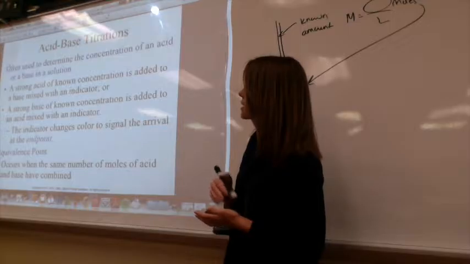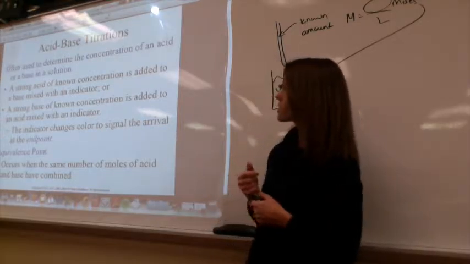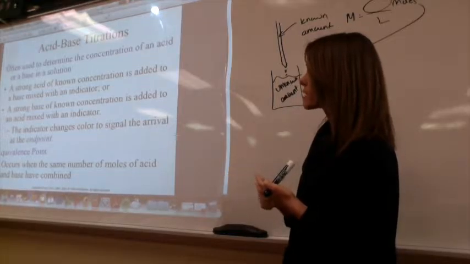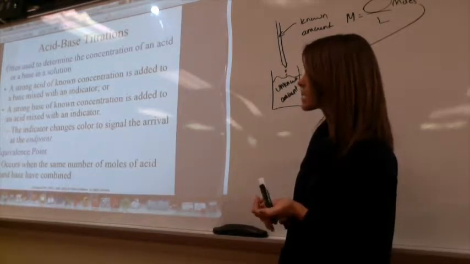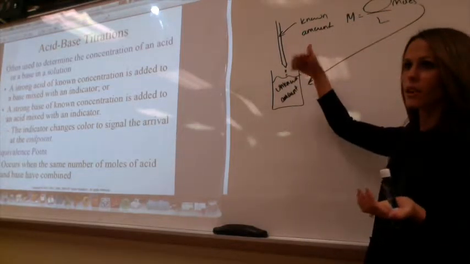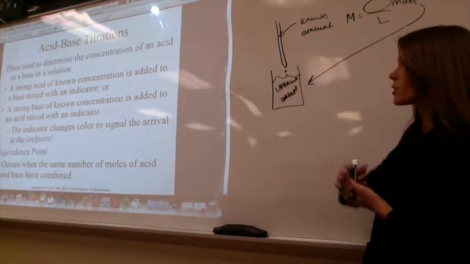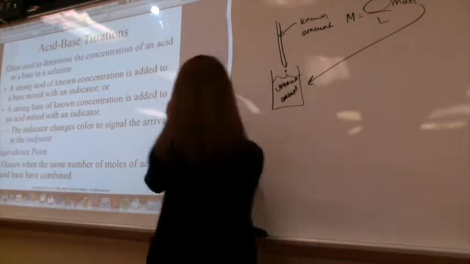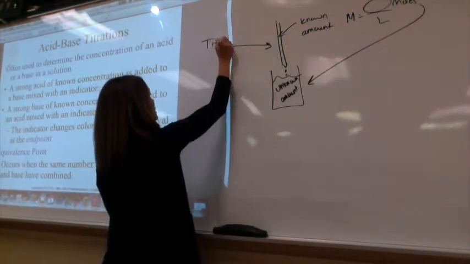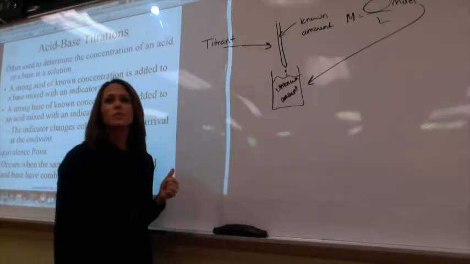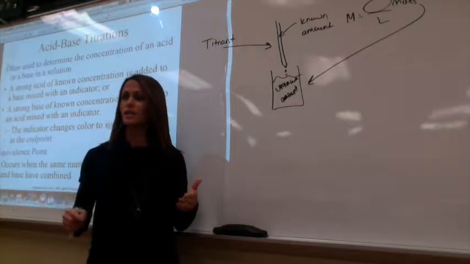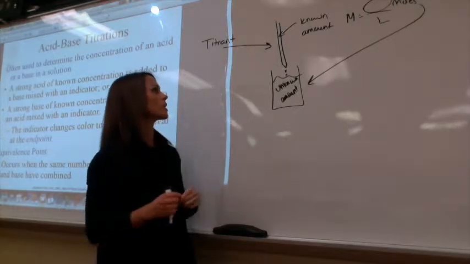It says a strong acid of known concentration is added to a base mixed with indicator, or a strong base of known concentration is added to an acid mixed with an indicator. So it could be vice versa. Either one of these could be in there. Acid being titrated with base or the other way. So we will call this substance going in here the titrant. That's always a word that they'll use. So instead of saying it's titrated with, it might say it's the titrant. That's what's going in there.